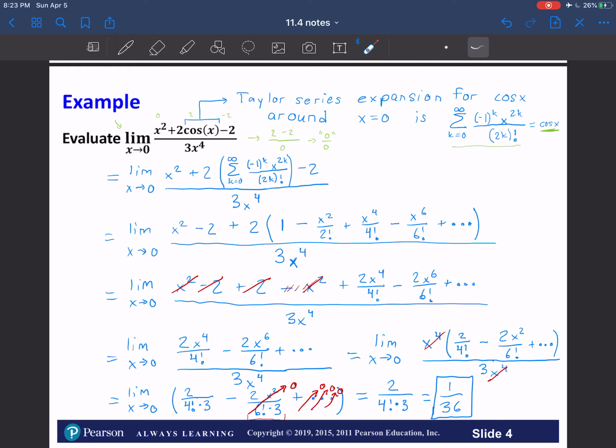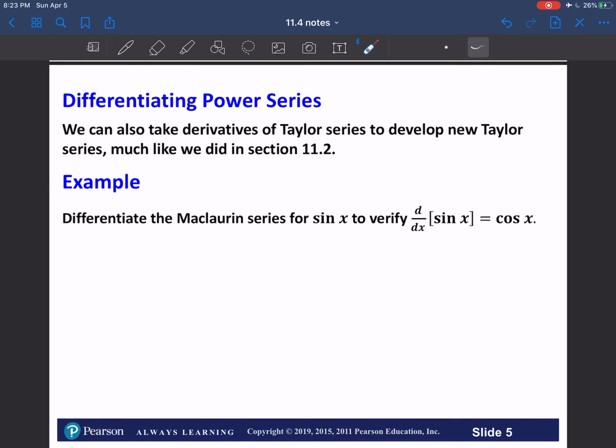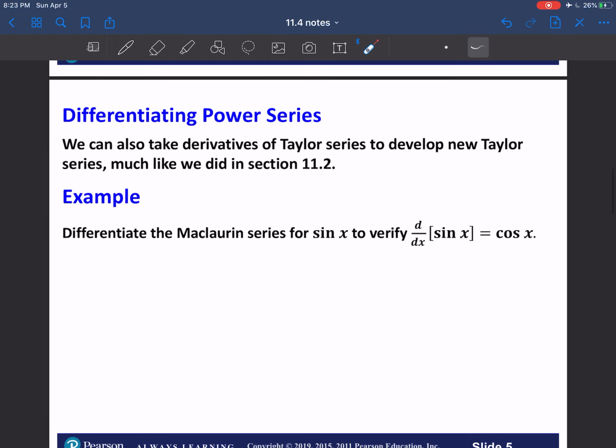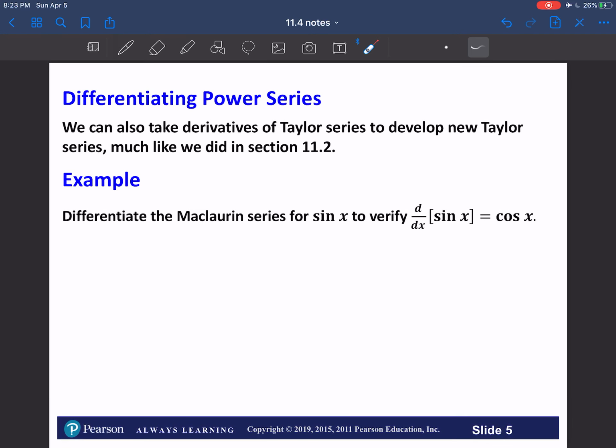And so, yeah, that's how you would go about doing a problem like this. Let's now talk about another application. Let's talk about differentiating power series.